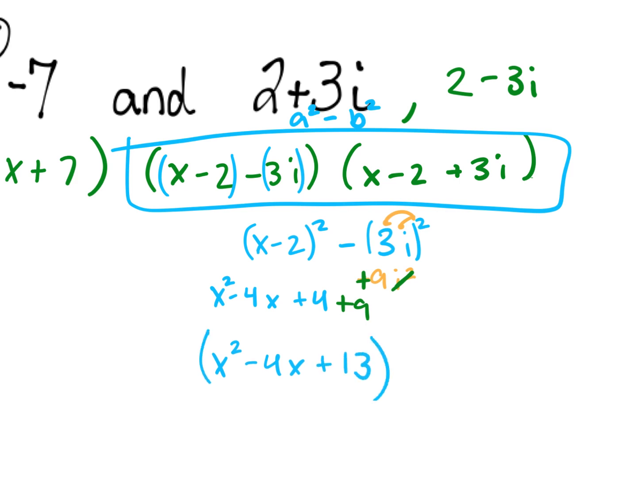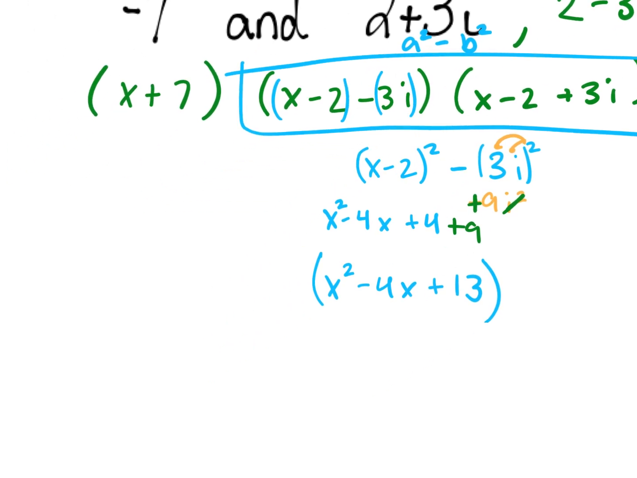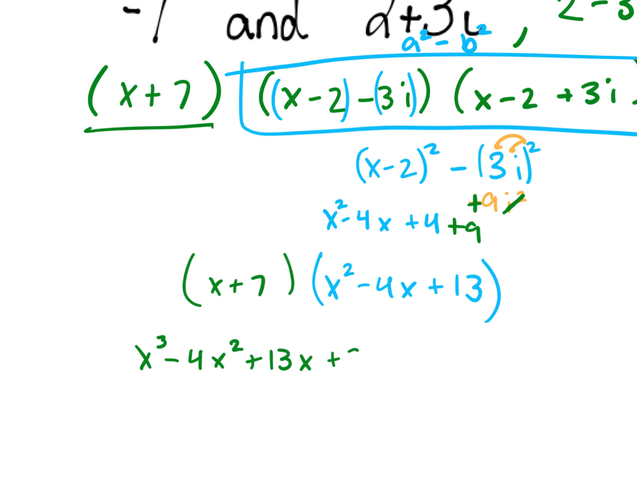What would I do next? Awesome. We still have to multiply the first one to it. So x plus 7, we're going to FOIL together. So just make sure everything in the first set gets multiplied to everything in the second. We have x cubed minus 4x squared plus 13x plus 7x squared minus 28x plus 91.